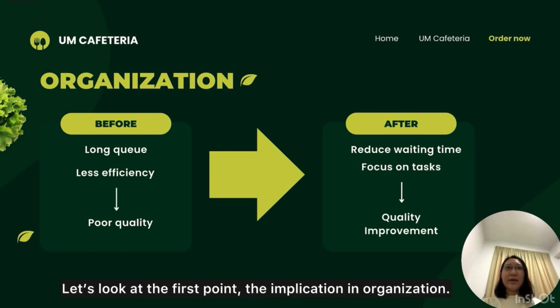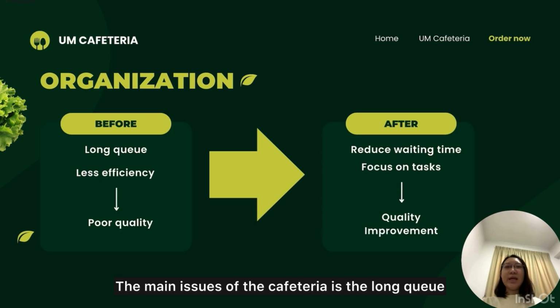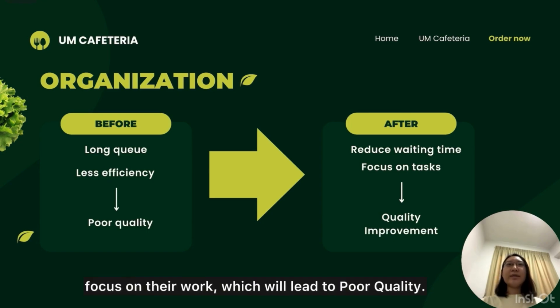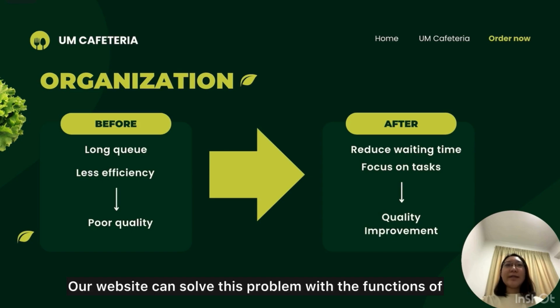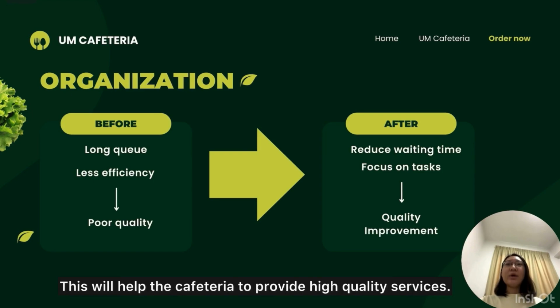Let's look at the first point, the implication in organization. The main issue of the cafeteria is the long queue because of the inefficient ordering system. Because of the hassles from this system, not only are the customers unsatisfied with the services, but the workers of the cafeteria also cannot focus on their work, which leads to poor quality. Our website can solve this problem with the functions of queue tracking, quick payment, real-time order status, and more. It can reduce waiting times for the customers, and the workers can focus on their tasks. This will help the cafeteria to provide high-quality services.